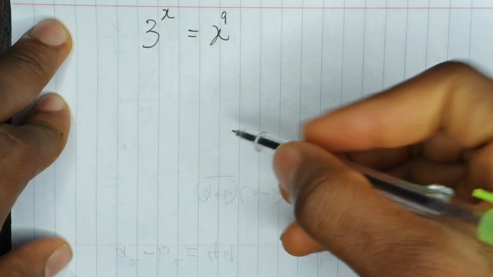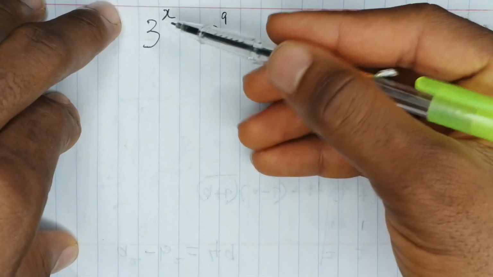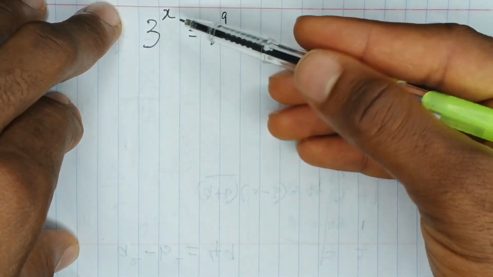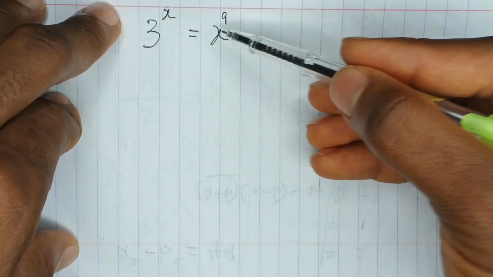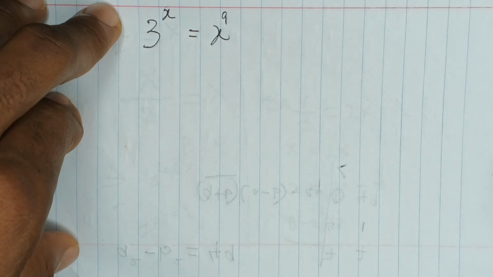The first thing I'll do here is to bring x to one side. So all the x's, I'll bring them to one side, and all the integers, which is 9 and 3, I'll bring them to one side. And how do I do this?